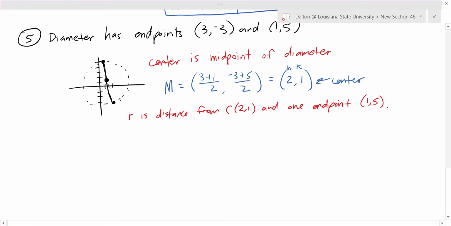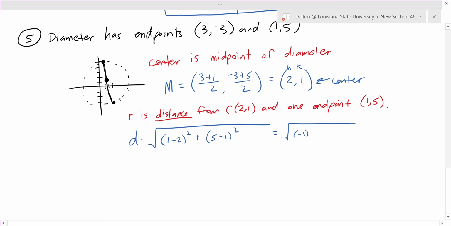So again, keyword here is distance. Take what we learned last class: distance is equal to the square root of (x2 minus x1) squared plus (y2 minus y1) squared. So (1 minus 2) squared plus (5 minus 1) squared. If I simplify that, that'll equal the square root of (1 minus 2, which is negative 1) squared plus (5 minus 1, which is 4) squared, which is equal to negative 1 squared is 1, plus 4 squared is 16. 1 plus 16 gives you 17, so that means the radius is the square root of 17.